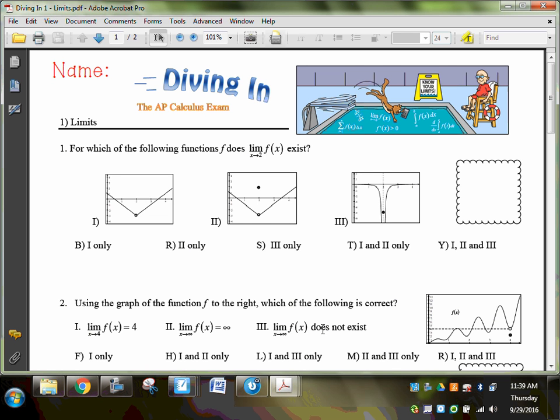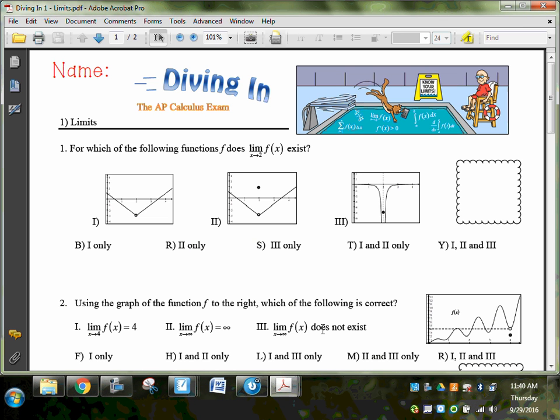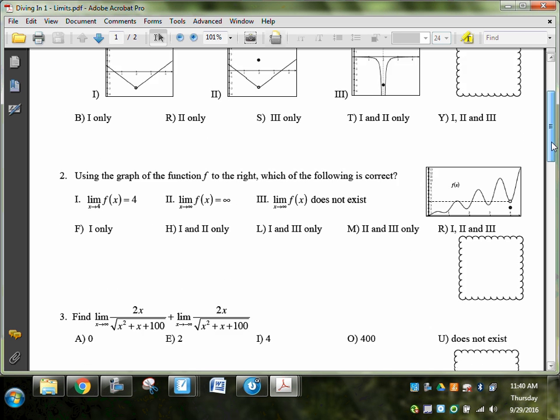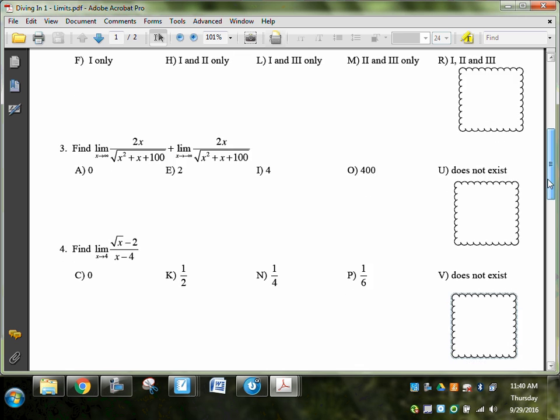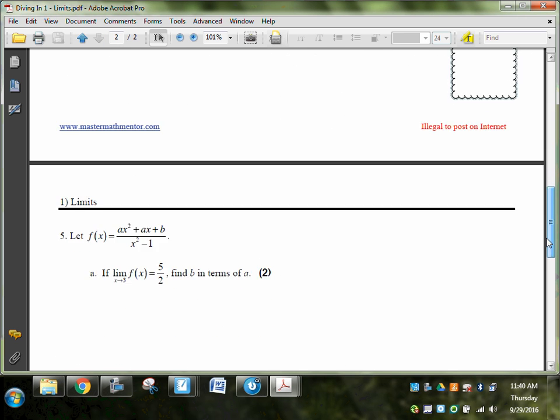These are the questions that are going to help you determine whether or not you're ready to take the AP exam. There are 30 of these sheets. They're indexed by topic. For which of the following does a limit exist? You go through and answer. No work needs to be shown there. You do need to show work in 3 and in 4, or at least show what you're evaluating in 3, and there's algebra to be shown in 4.